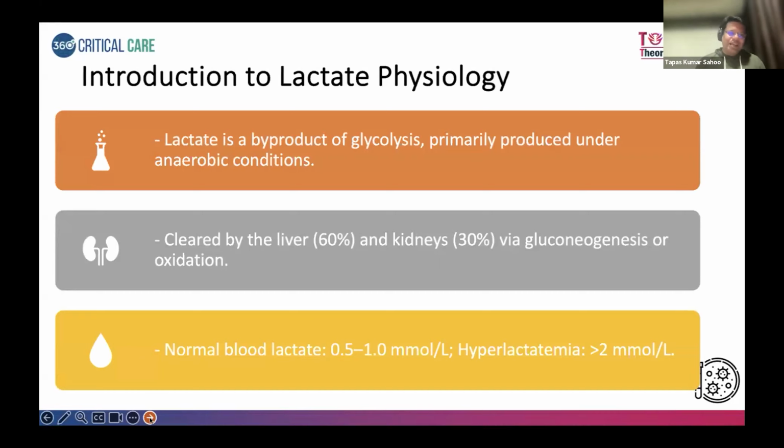Now, this is cleared by the liver, almost 60%, and kidney, 30%, via gluconeogenesis or oxidation. Normal blood lactate is around 0.5 to 1 millimole per liter, but if it is more than 2 millimole per liter, we normally label it as hyperlactatemia.